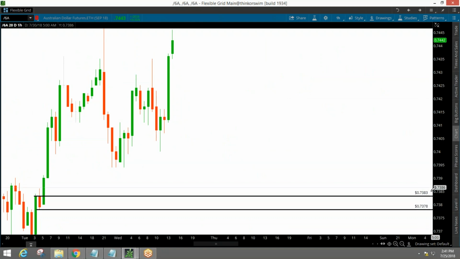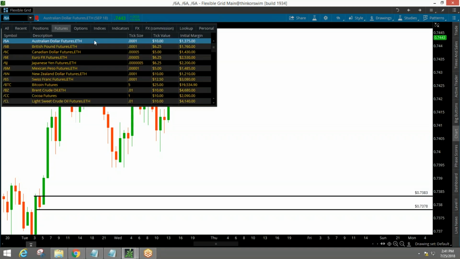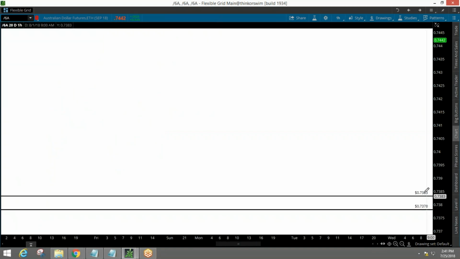Is that possible? 3, 2, 5. Okay, all right. So this is the Aussie dollar, right? Initial margin, a whopping $13.75. Tick value, $10. Also easy because there's only 4 numbers here. I took the candles off so you can just focus on the lines, right?